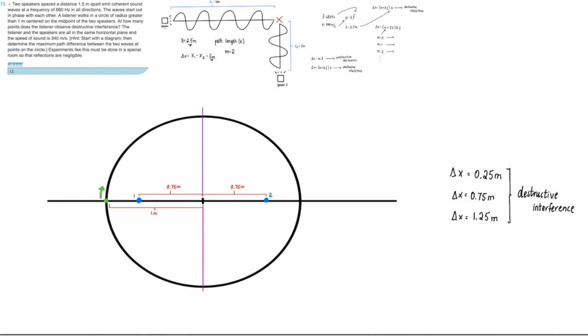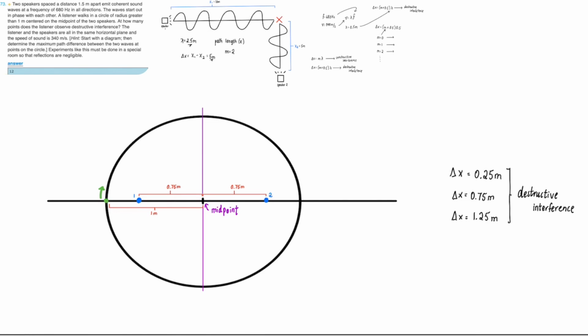Now let's turn our attention over to the actual setup of the two speakers and the listener. The two blue dots I've drawn in this diagram right here represent the two speakers, whereas the green dot represents the listener moving along a circular path around the two speakers. The point right here represents the midpoint of the two speakers. The problem states that the listener is walking in a circle of a radius of 1 meter from that midpoint.